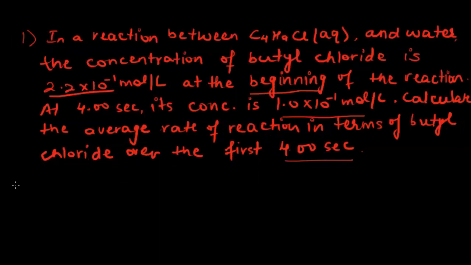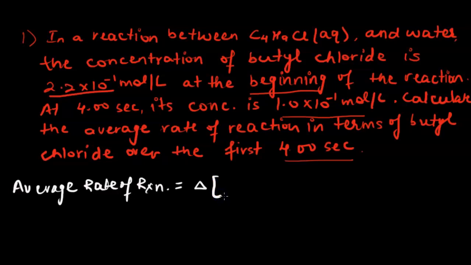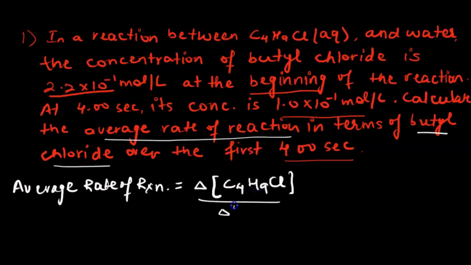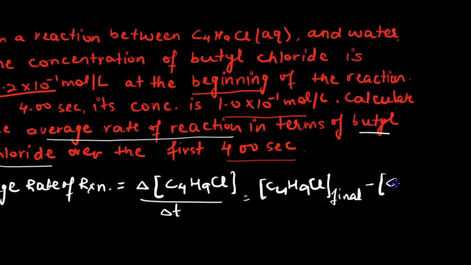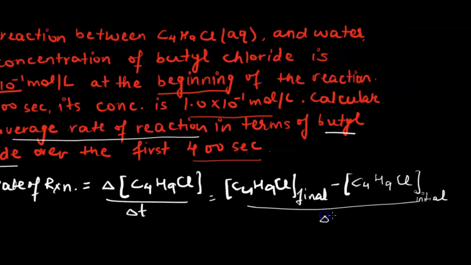Now we have to find out the average rate of reaction. We know the average rate of reaction is written as the change in concentration of that particular compound, and they want us to calculate the average rate of reaction in terms of butyl chloride. So here we would take the concentration of butyl chloride over total time. Now change in concentration means the concentration of butyl chloride that is present finally minus the concentration of butyl chloride present initially, divided by total time taken.